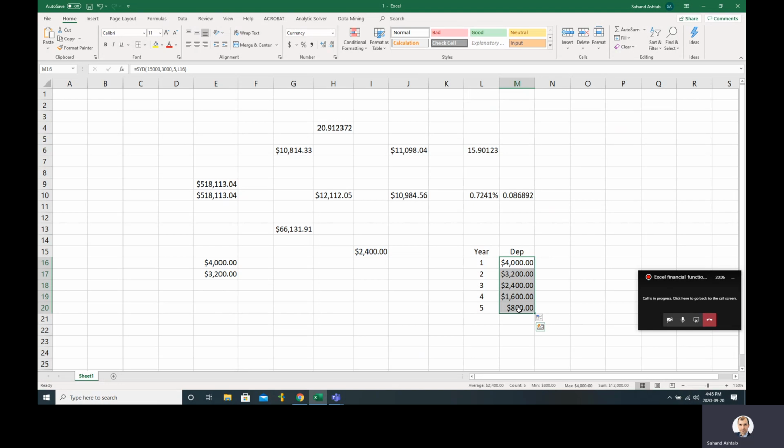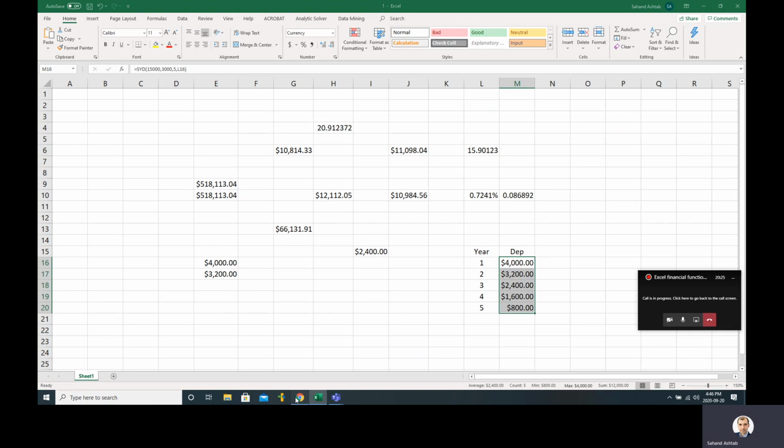With the previous formula, which was a straight line depreciation, the total amount of depreciation was still 12,000, but it was uniformly distributed, meaning or assuming that the amount of depreciation in each year is equal across the life cycle of that product.